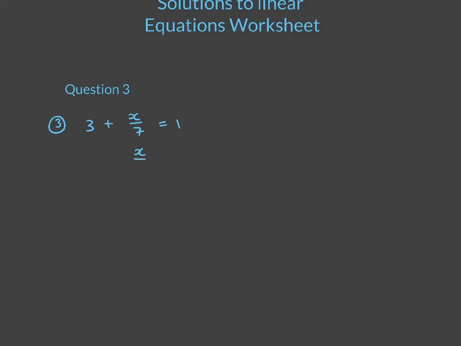Question 3. So I would try to get that x over 7 alone. How do you do that? You minus that 3 on both sides. So x over 7 is equal to minus 2. Multiply 7 on both sides of the equation. Therefore x is equal to negative 14.